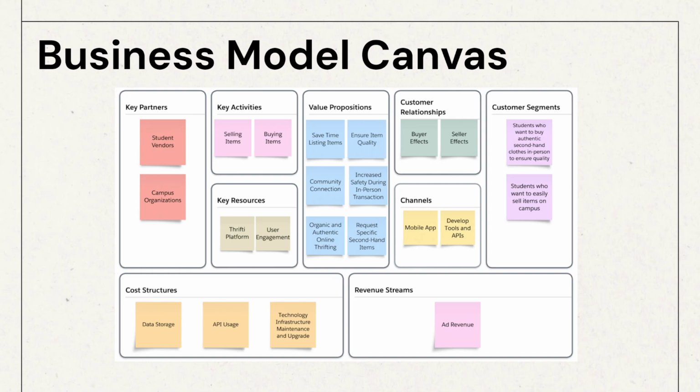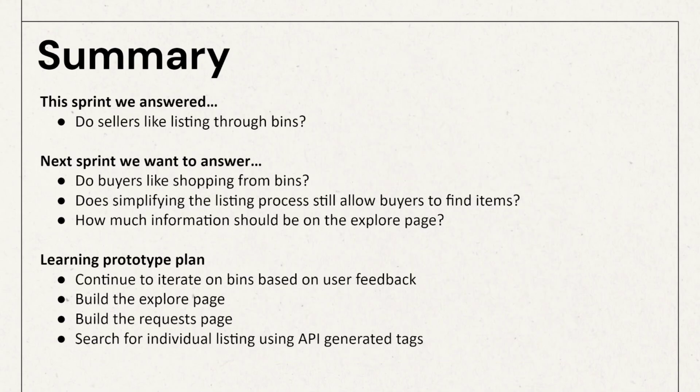Here's our business model canvas, which expands on the value proposition canvas we created in the last sprint. So this sprint, we answered and improved the questions that users like the process of listing through bins. And next sprint, we want to iterate on this by finding out if users enjoy the process of shopping from bins, and if simplifying the process still lets them find the items they're looking for.